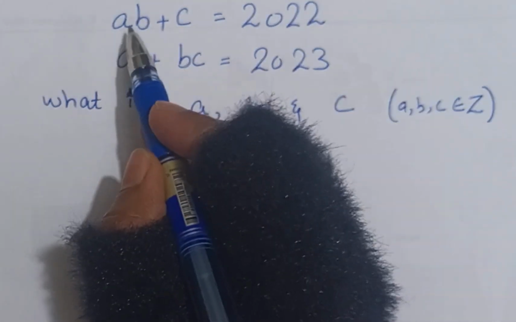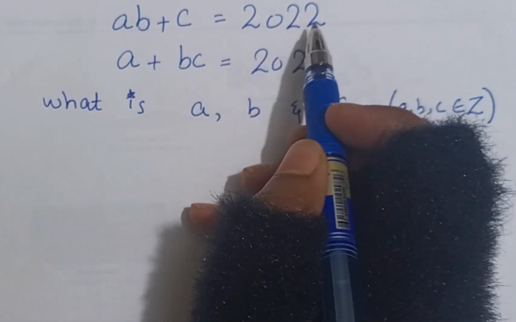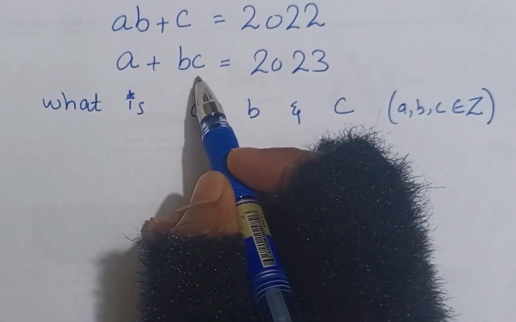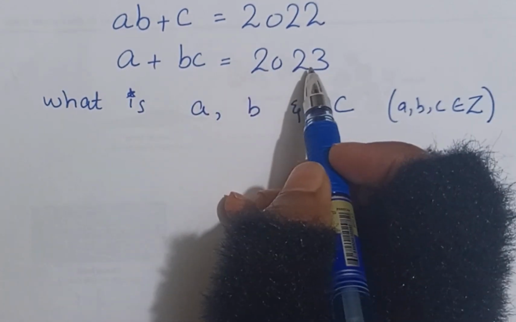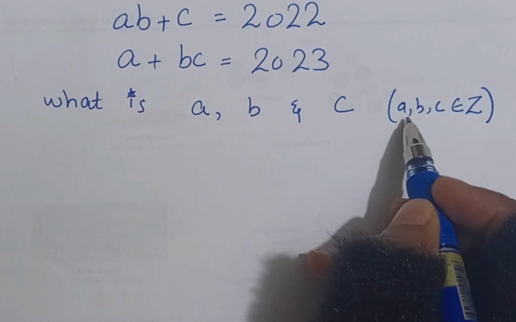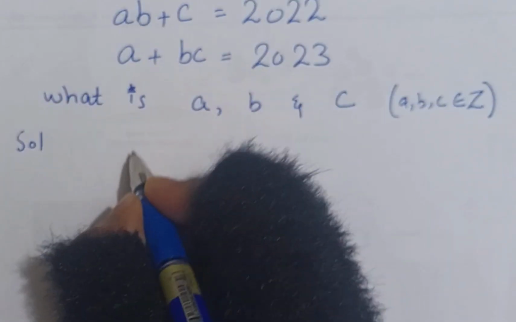So our question is: the product of AB plus C is equal to 2022, and the second equation is A plus the product of BC is equal to 2023. What is the value of A, B and C in our question? We find the value of A, B, C in integer form. So let's start.